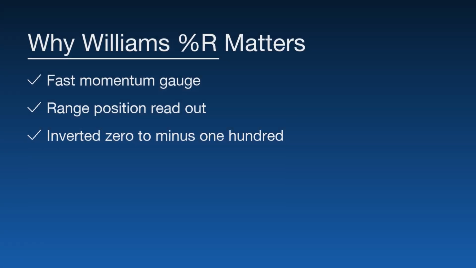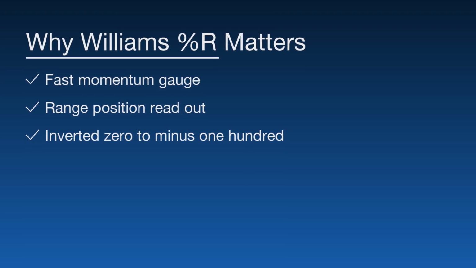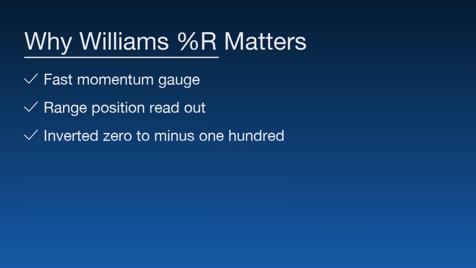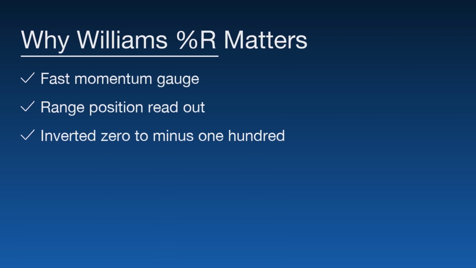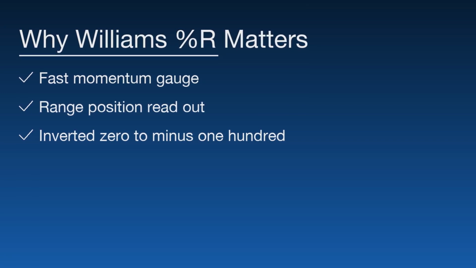Williams %R is a deceptively simple momentum oscillator built by Larry Williams in 1973. It measures where the current close sits inside the recent high-low range, on an inverted scale from 0 to -100. Unlike the RSI, it reacts almost instantly to price thrusts, which makes it one of the fastest readouts of short-term exhaustion and breakout strength you can put on a chart.